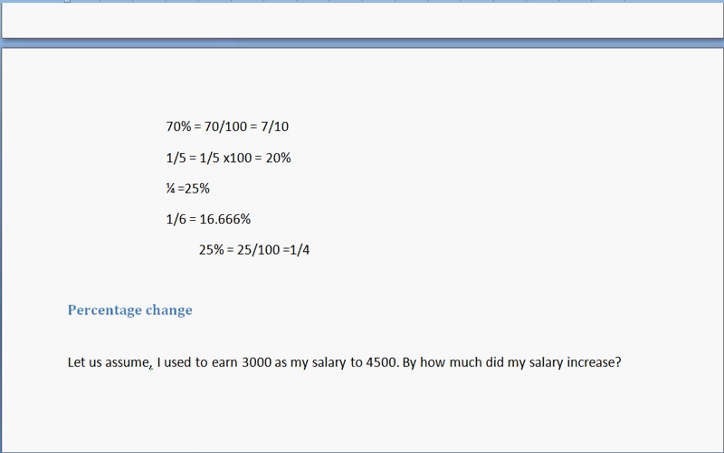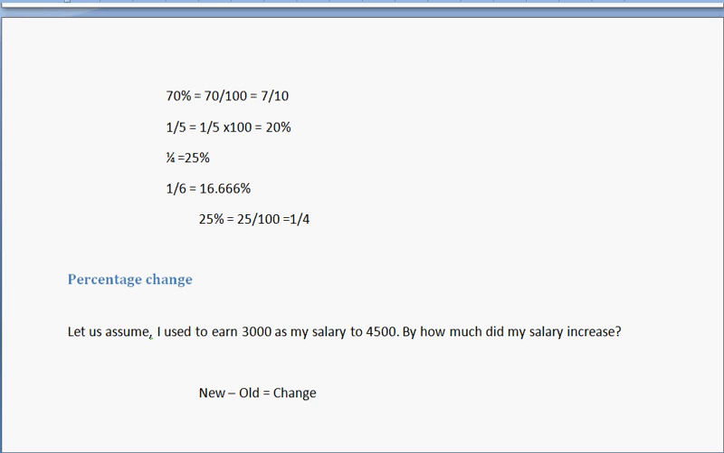So the formula of percentage change is new minus old. New minus old is the change, right? So this is the change. This change happens over something which was old, right? So this change happens over old, and multiplied by 100 would give us percentage change. If new minus old is negative, then it is called percentage decrease. If new minus old is positive, it is called percentage increase.